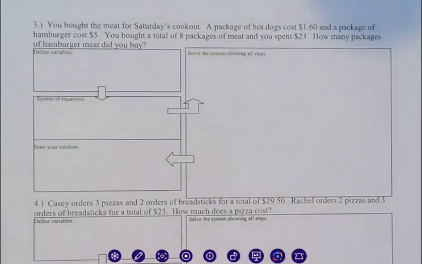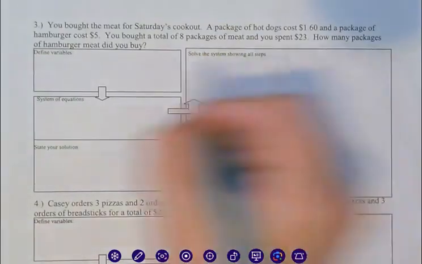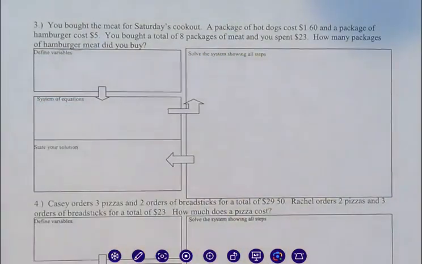Alright, let's look at the back side of these notes on application. The first problem is you bought the meat for Sunday's cookout. A package of hot dogs is $1.60 and a package of hamburger costs $5. You bought a total of 8 packages of meat and you spent $23. How many packages of hamburger meat did you buy?